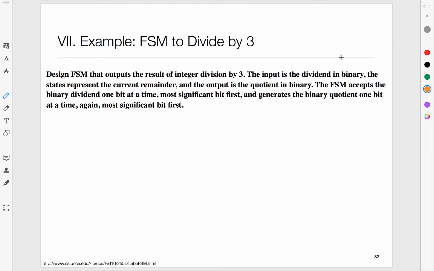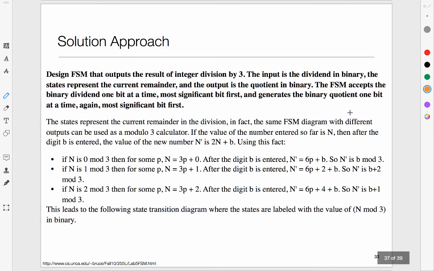The state has to keep track of what the remainder is. Okay, thus far. The number that I have seen thus far, if I had divided that by 3, what the remainder would have been. So the thing out here to look at is the following. You have to go back to your arithmetic a little bit here to kind of reason about what might be happening out here.